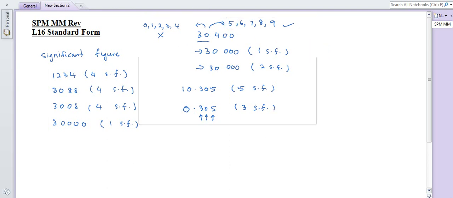Let me give you another example. If you have 0.0052, how many significant figures? This is a decimal and this is 0 point something. This will be the first significant figure, and this will be the second one. So we have two significant figures.